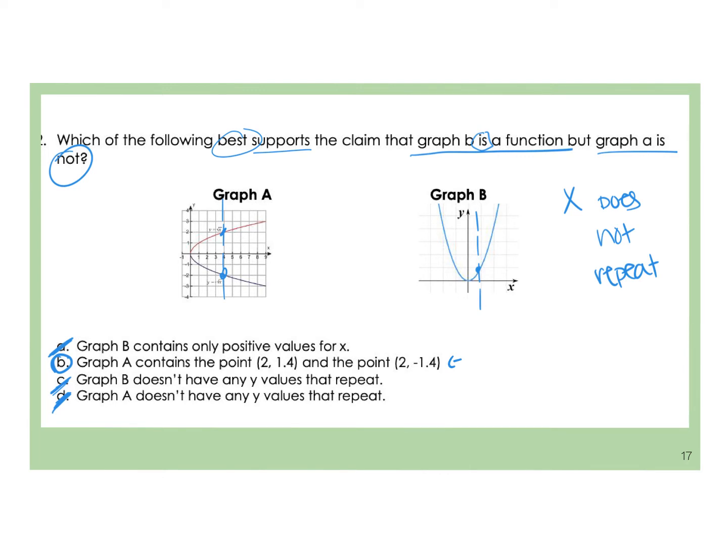They tried to be tricky because they didn't write out the word X value, but they gave you the ordered pairs, and you should know that this is an X and this is an X, so you have X's repeating. So they made you kind of do a little extra thinking step there.